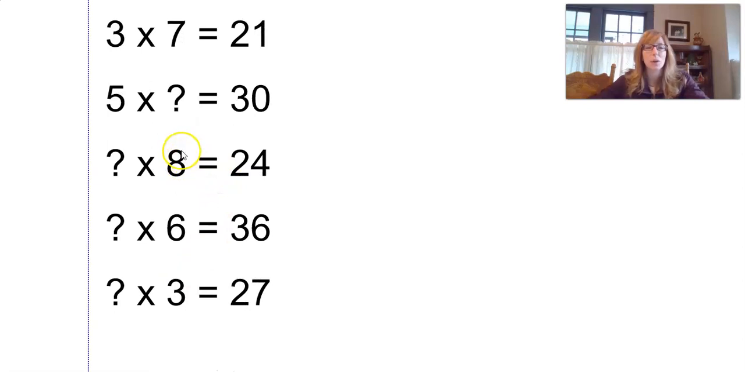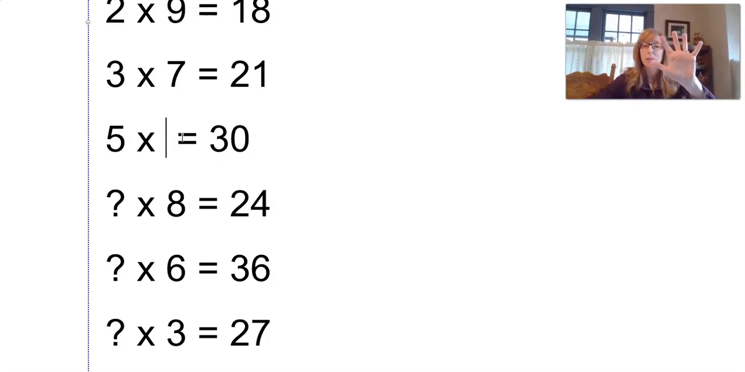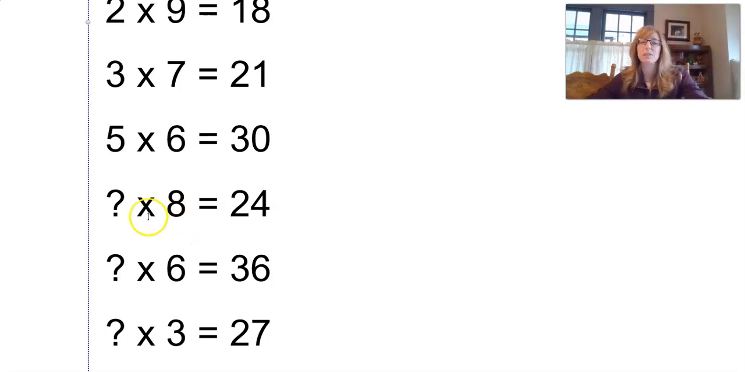All right, we're still trying to find our missing factor. So we have 5 times what equals 30. So you have 5 groups of something equals 30. So hopefully you're thinking 5 times 6 equals 30. Remember, multiplication is equal groups.